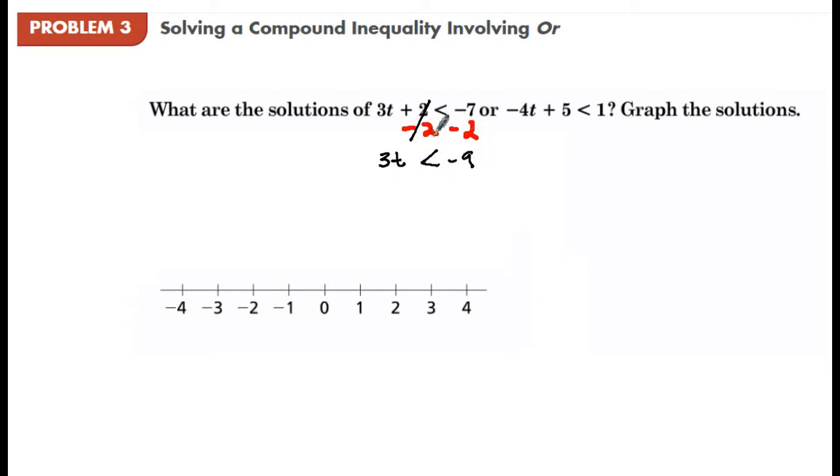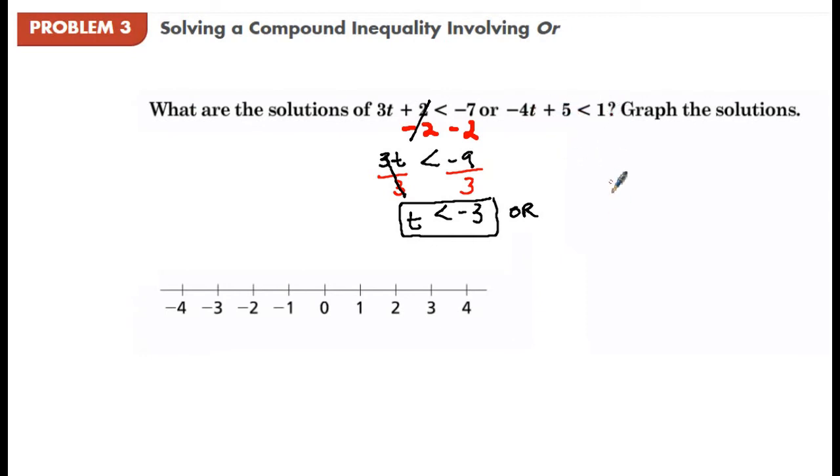Next step is get rid of the 3 by dividing both sides by 3, and I'm left with t is less than 9 over 3, which is 3, so it's going to be negative 3. So this is our first solution of our inequality, and of course it's OR, so we need to solve this one right here. Now we have negative 4t plus 5 is less than 1.